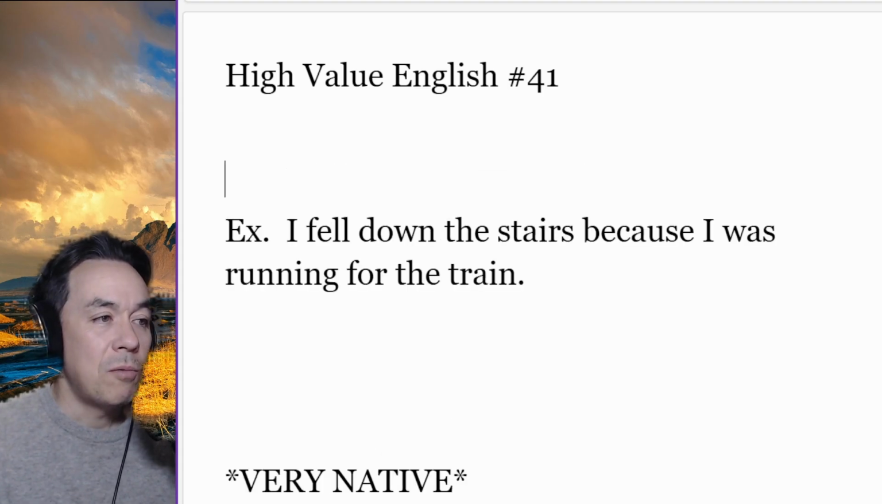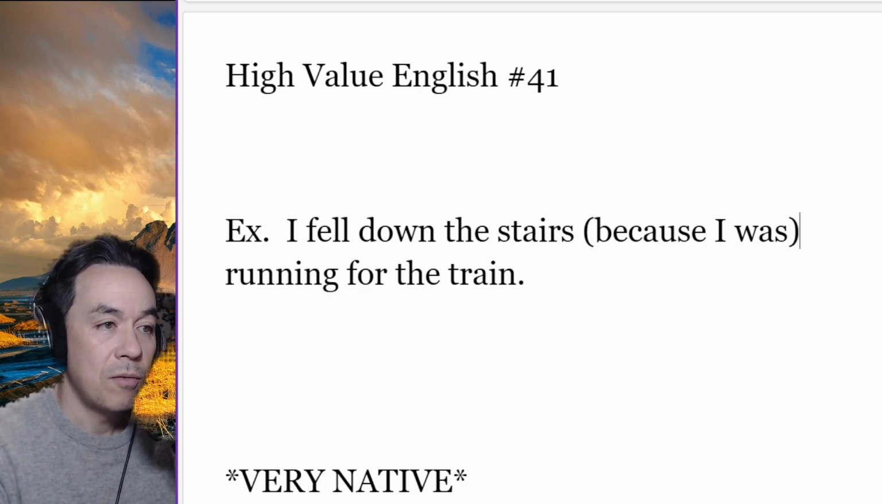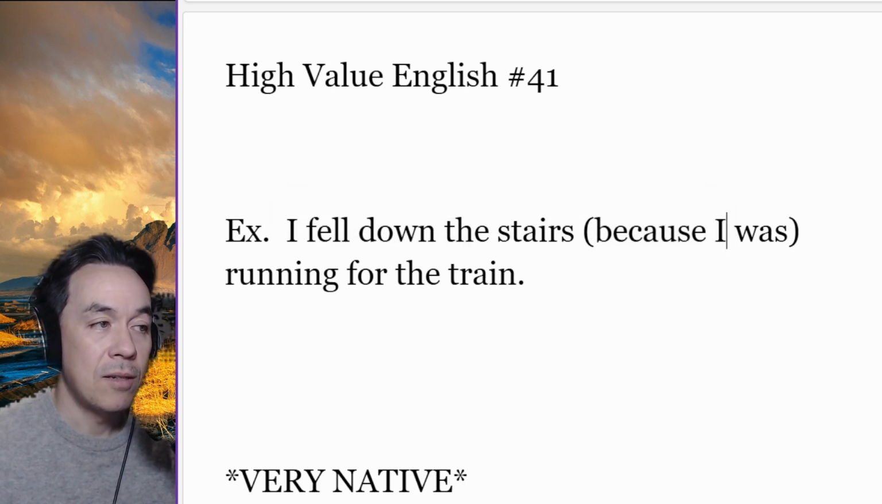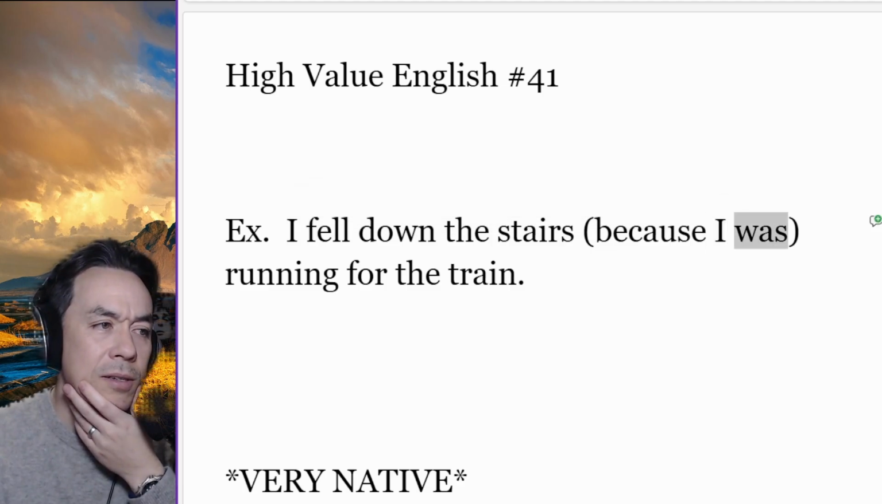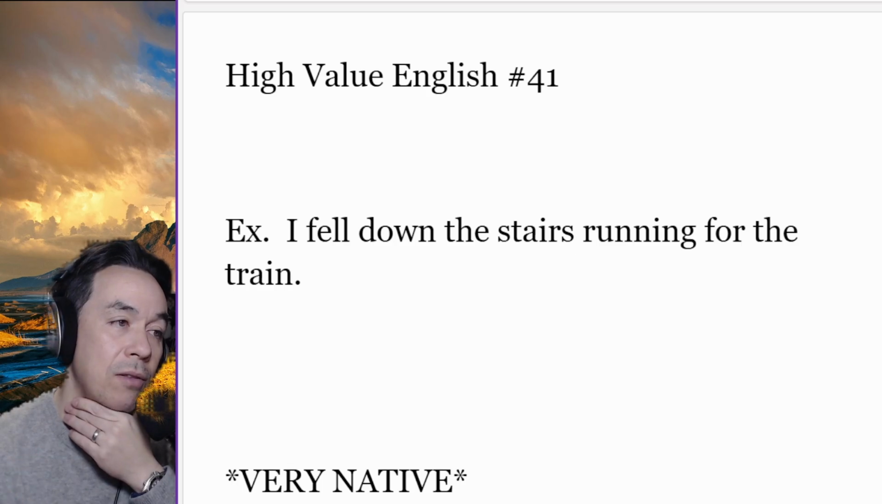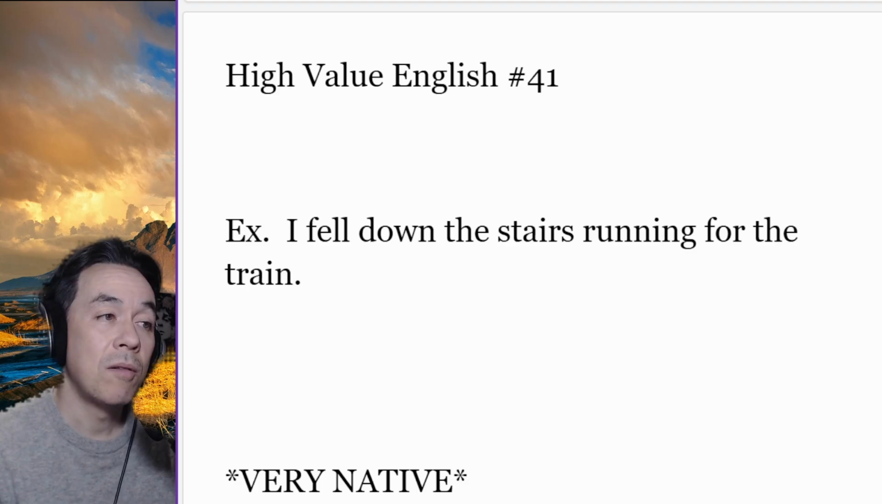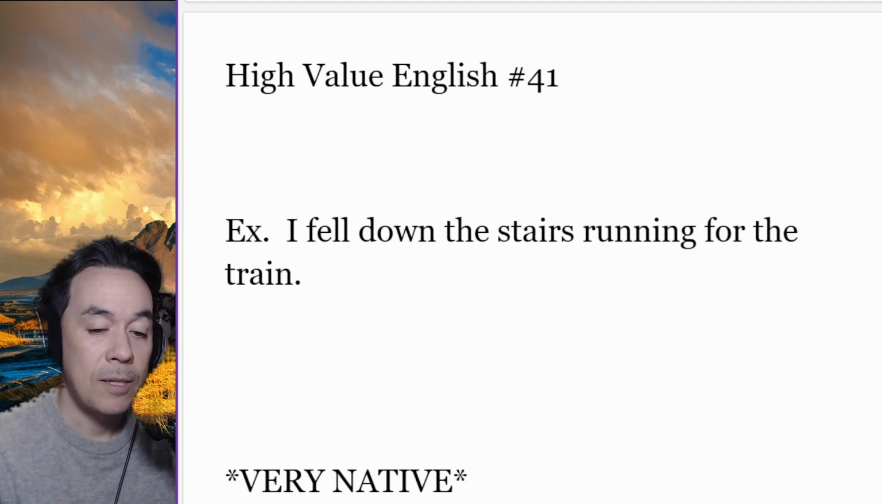But actually, what you can do is take this part out. Similar to the lesson two weeks ago, you can take out this word because, the reason for falling down. And then again, I, because this is the same character, I, and then I again, and in this case, because this is the ing verb, you can take it out. So it looks like this: I fell down the stairs running for the train. I fell down the stairs running for the train. That has the same message. It communicates the same imagery that the listener can understand.